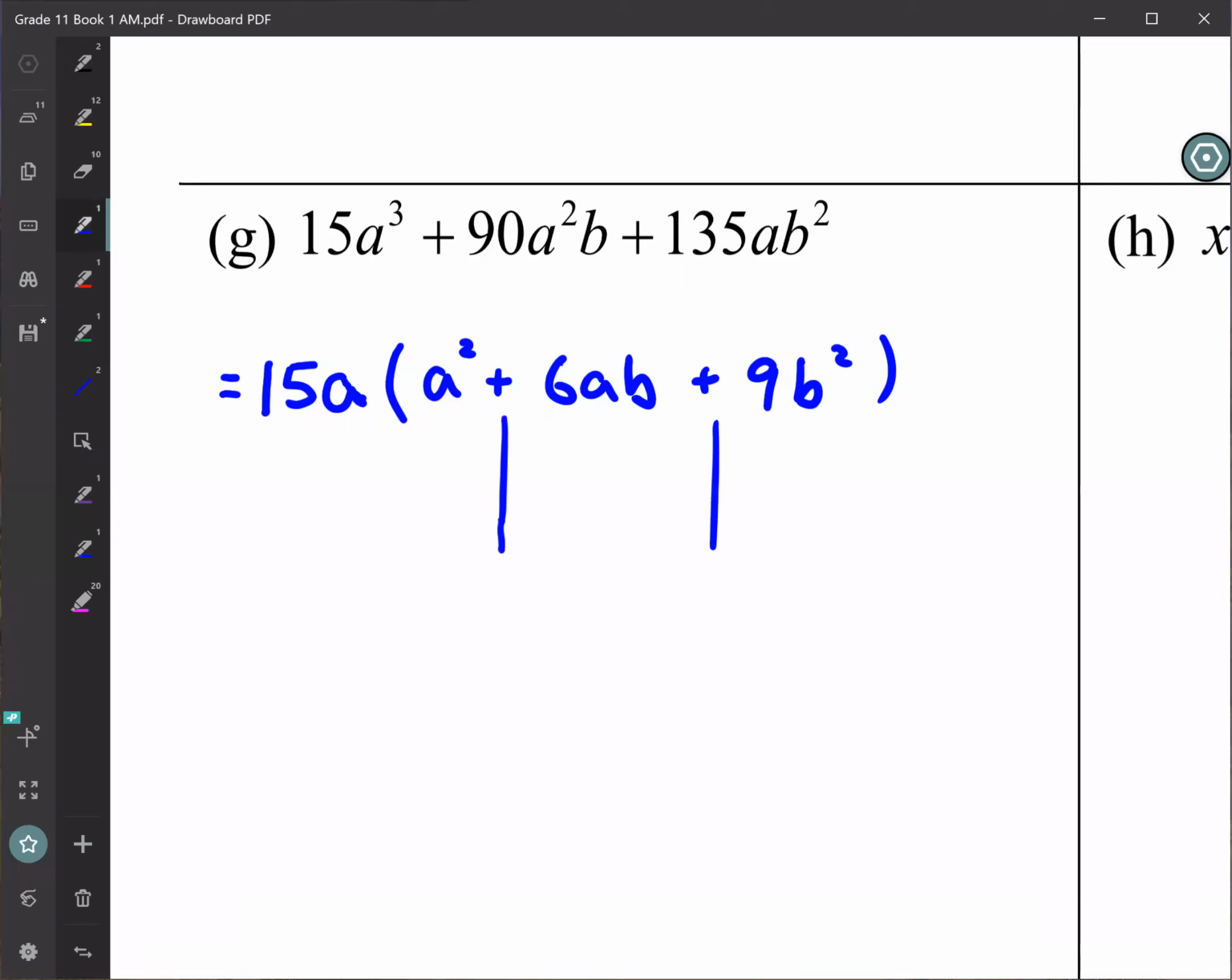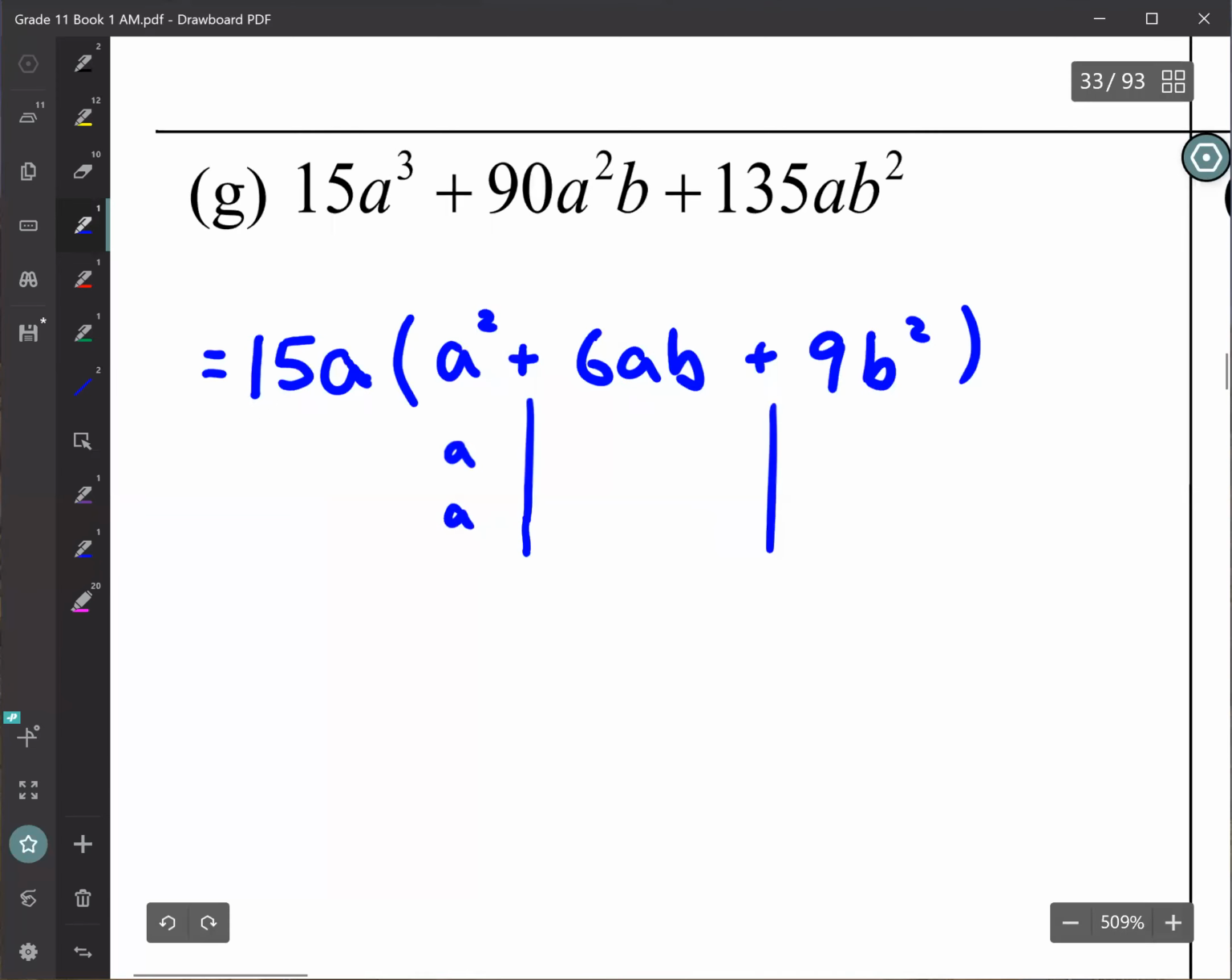So a squared, of course, is just a and a. For 9b squared, Nathan, what pair do you want to use for 9b squared? I think it can only be 3b and 3b. Okay, so let's check if it works.